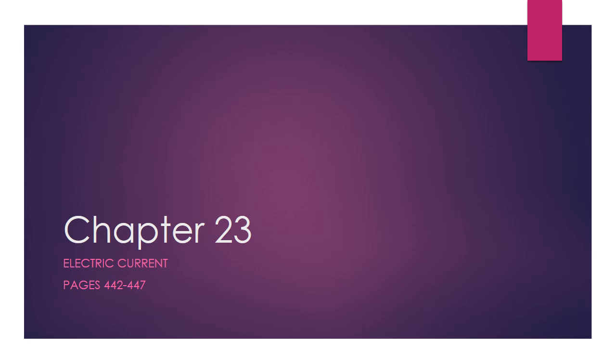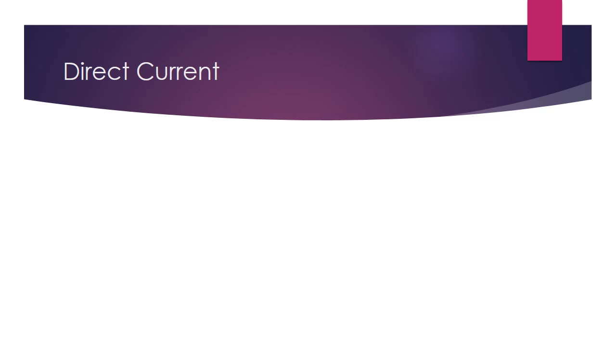Right, this is video 3 for chapter 23, still talking about electrical currents. This is pages 442 to 447. Right, there are two types of currents that can be flowing through a circuit.